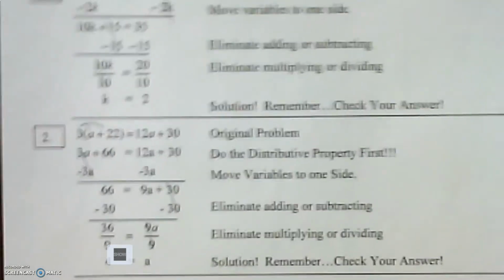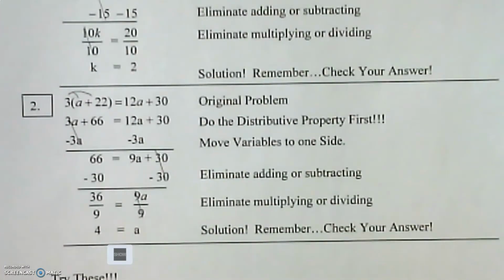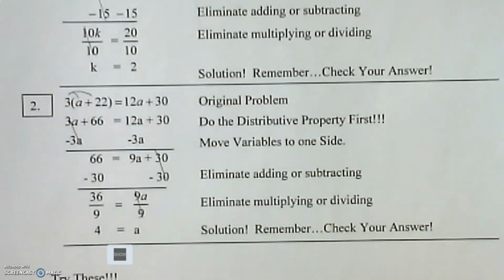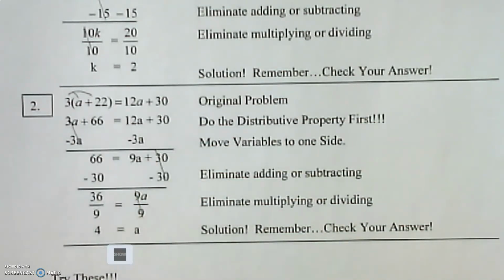Okay, today, you might have to do something a little extra, like you can see in this example. If you see parentheses, you must distribute. 3 times a is 3a, 3 times 22 is 66. And now it's like the previous problems, right? You want to get one of these variables canceled, and it doesn't matter which one, you'll get the same answer.